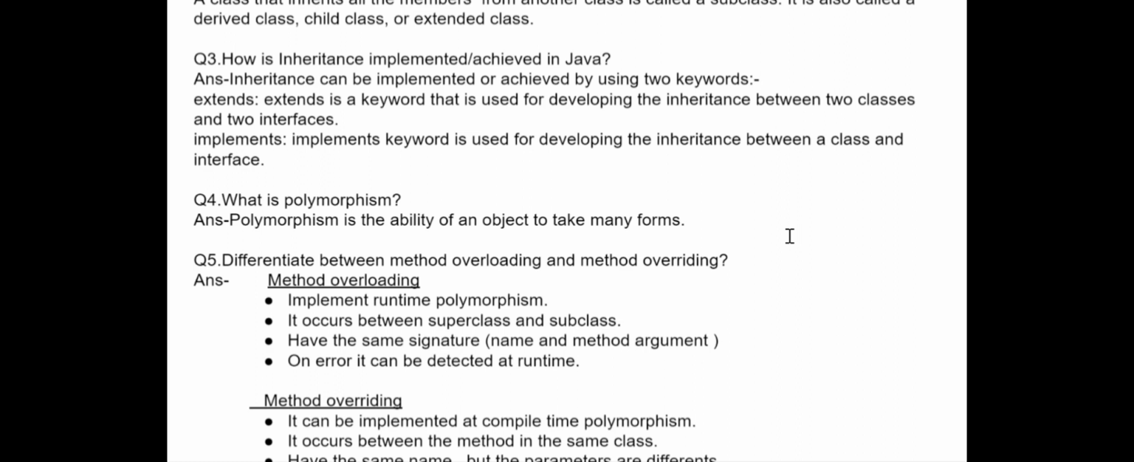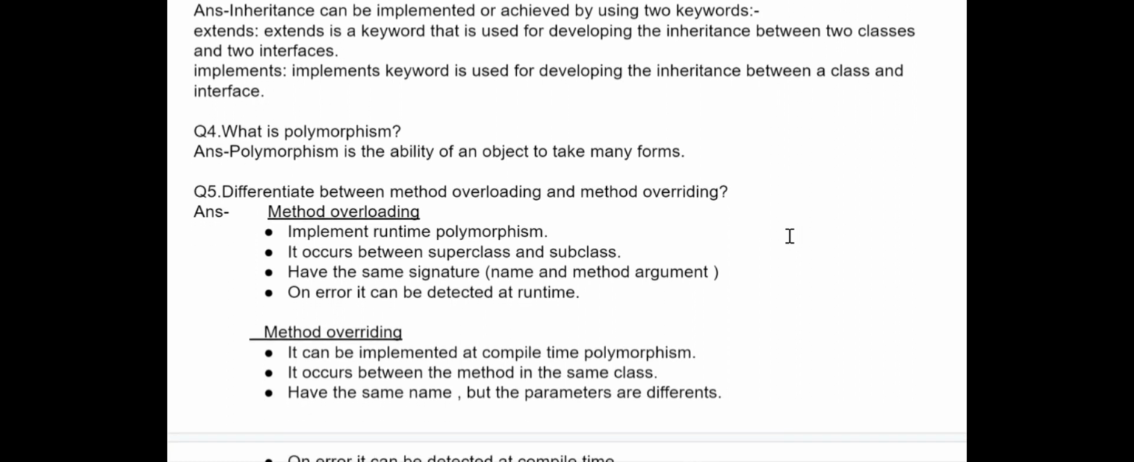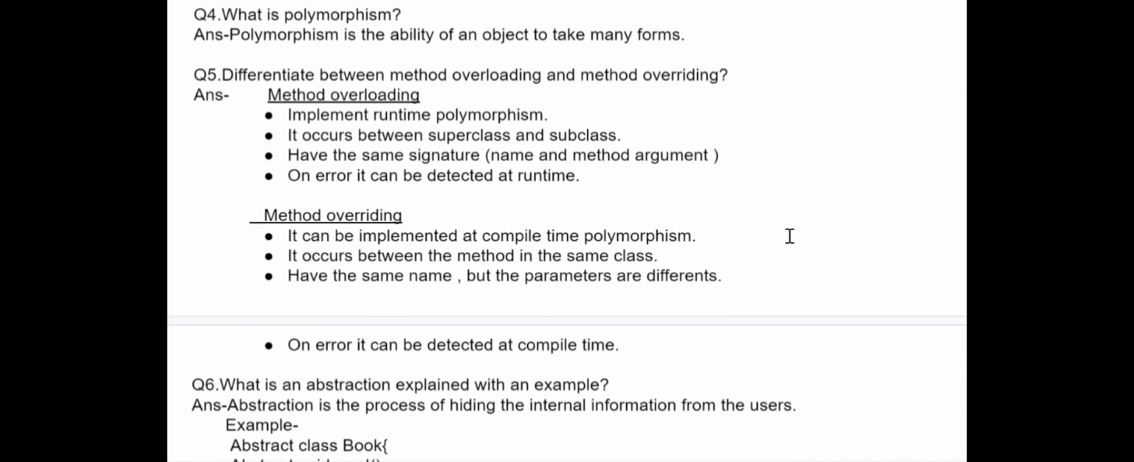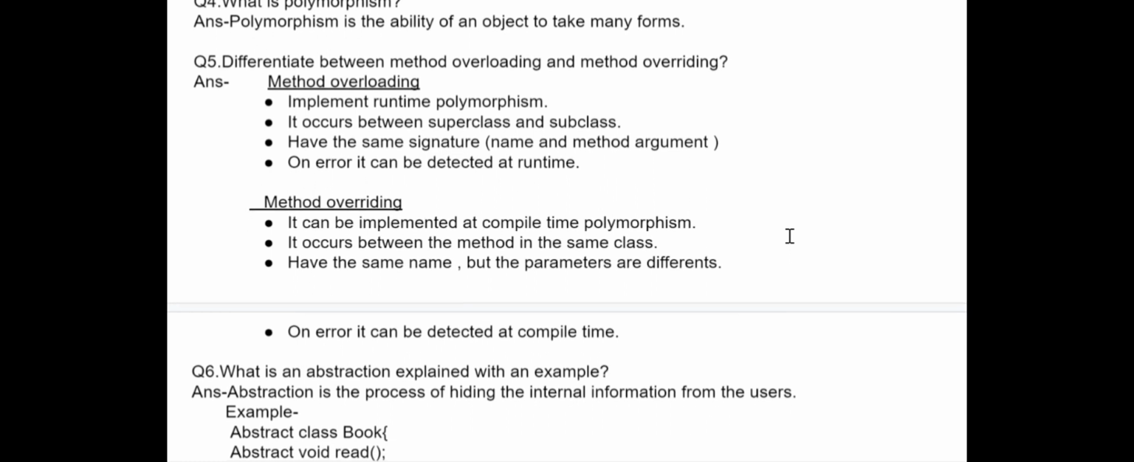And the fourth question, what is polymorphism? Polymorphism is the ability of an object to take many forms. We can take the example of a man who can be a father, worker or a child.